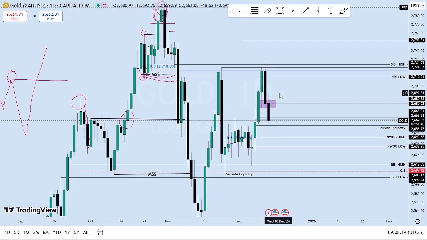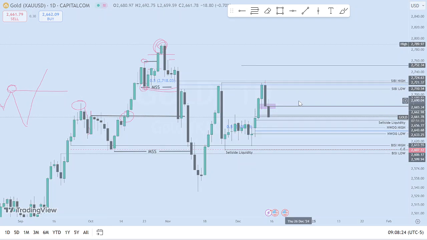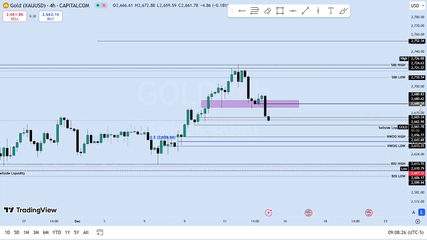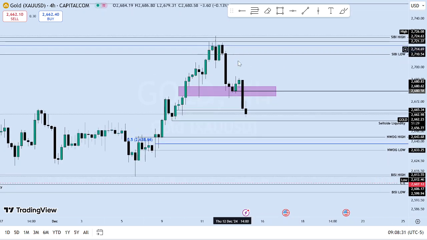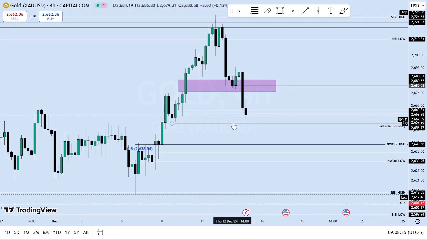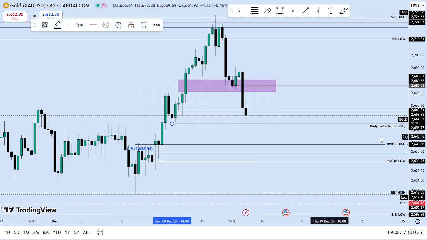So you can go over to the 4 hour time frame from the daily. You have seen that we are anticipating a sell side delivery. Here is the daily sell side liquidity that we would like price to come and take out.